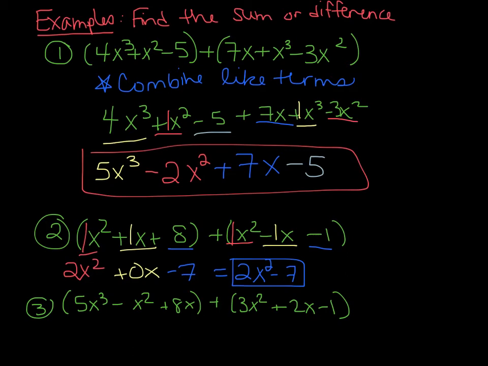So next problem is number 3. I am going to start in order with my highest exponent, which is 5x to the third. I don't do anything with that because there's no other term that has an x to the third. Next thing is my negative 1x to the second and my 3x to the second. That gives me plus 2x to the second. Next thing I'm going to do is my 8x and my 2x. That gives me plus 10x. The last thing I have left over is my minus 1. So I'm just going to write that as minus 1.